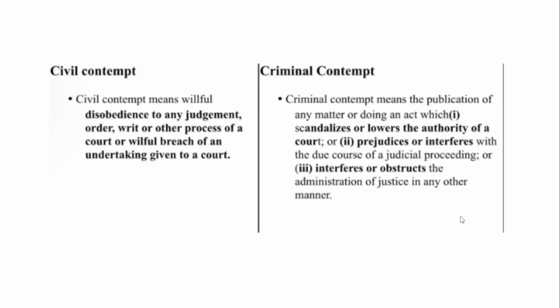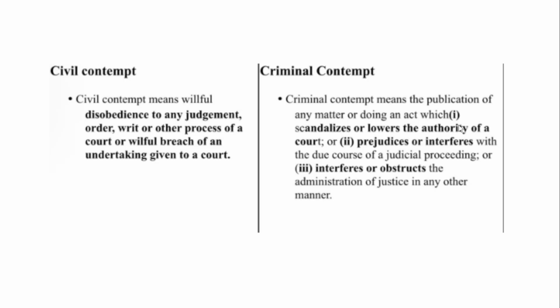Now, civil contempt means a willful disobedience to any judgment that has been given by the courts. Whether it is a judgment, order, writ, or any other process of a court. In fact, a willful breach of an undertaking given to a court, so everything is classified under civil contempt. However, let's understand what exactly is a criminal contempt.